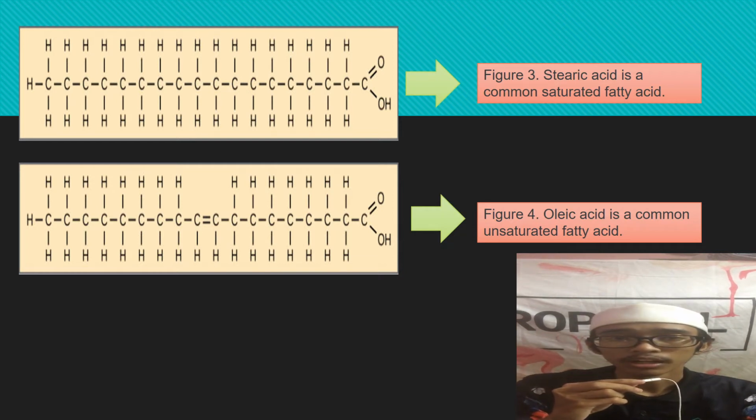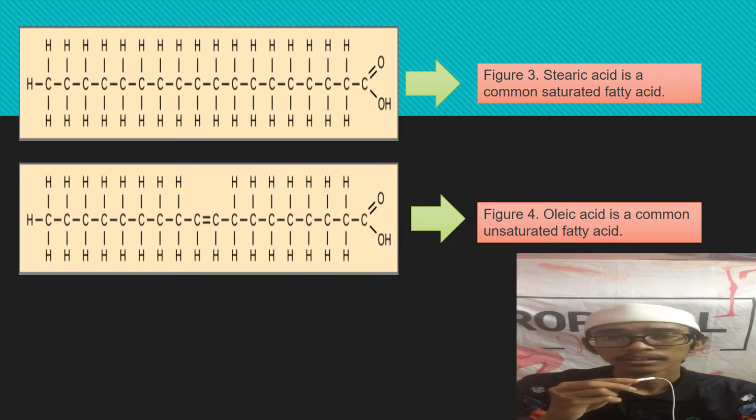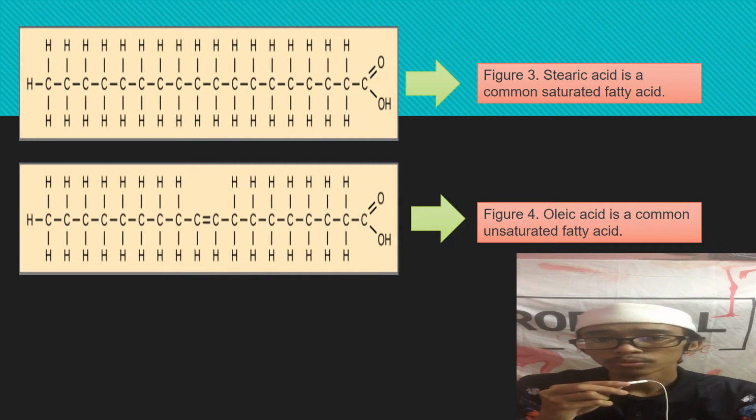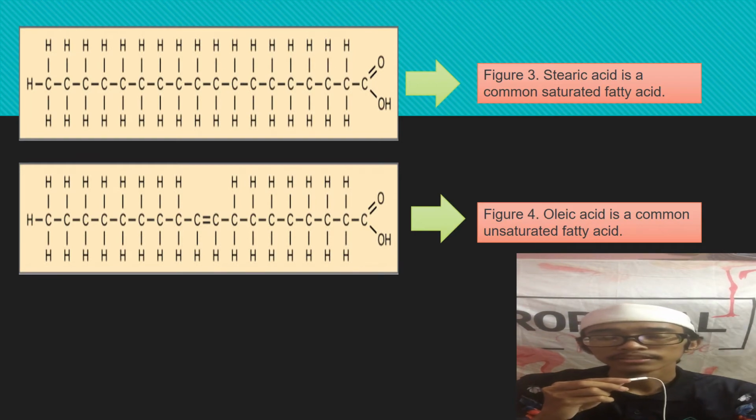And then, when the hydrocarbon chain contains a double bond, the fatty acid is said to be unsaturated. We can look at figure 4. Oleic acid is an example of an unsaturated fatty acid. Most unsaturated fats are liquid at room temperature and are called oils. If there is one double bond in the molecule, then it is known as a monounsaturated fat, for example olive oil. And if there is more than one double bond, then it is known as a polyunsaturated fat, which is canola oil.